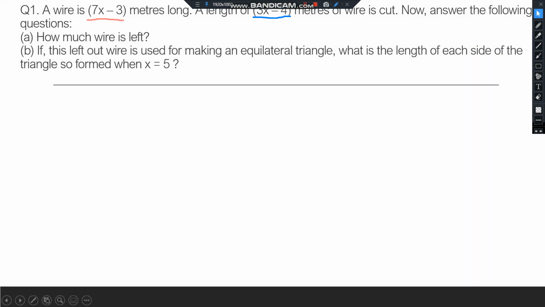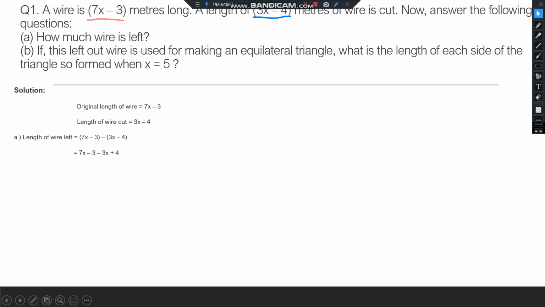Now let's see the solution. So how much wire is left? So we'll write original length of the wire is 7x minus 3 and length of the wire cut is 3x minus 4. Now how to find the length of the remaining wire? So we will subtract. So length of wire left is 7x minus 3 minus 3x minus 4.